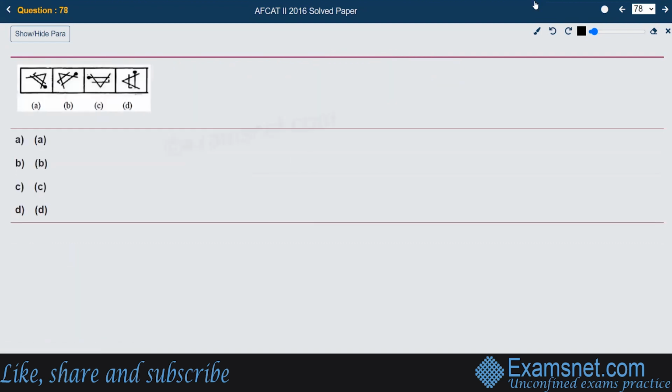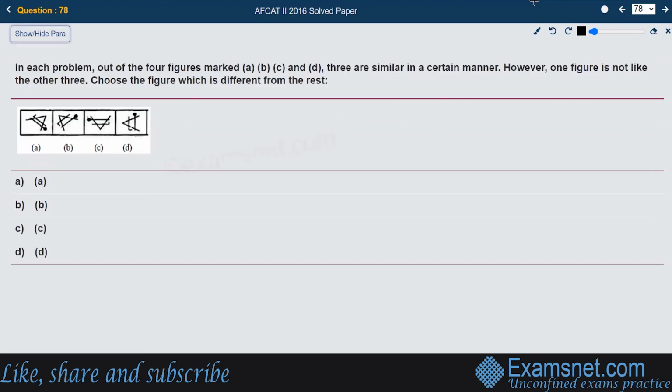Next, if you read the instruction carefully, out of 4 figures marked A, B, C, and D, 3 are similar in a certain manner. However, one figure is not like the other 3. Choose the figure which is different. We are supposed to find out the odd one out of the 4. Three are following the same pattern. So if you have a closer look at A, B, C, and D, what do you observe?